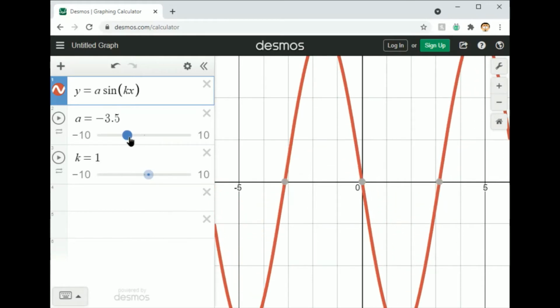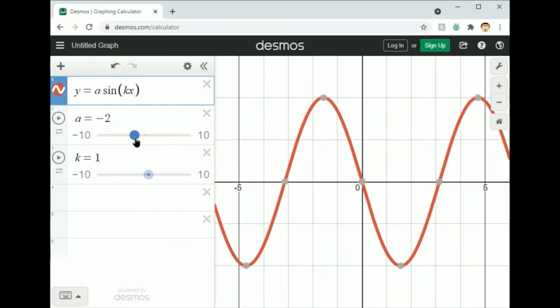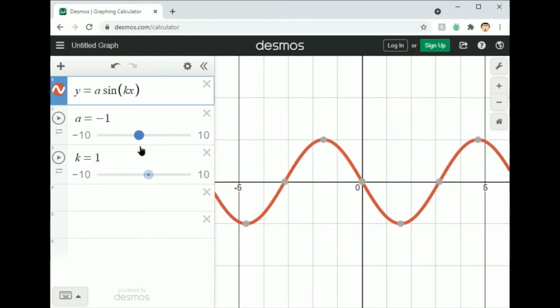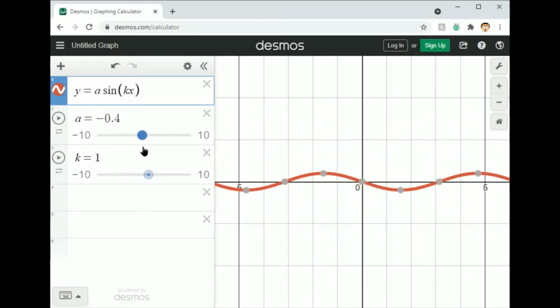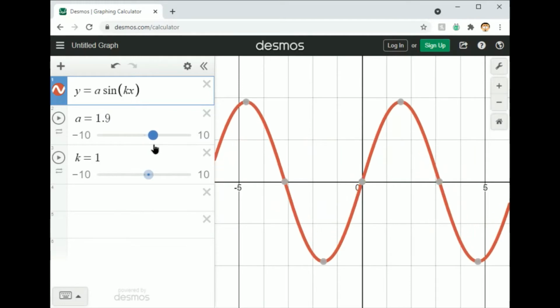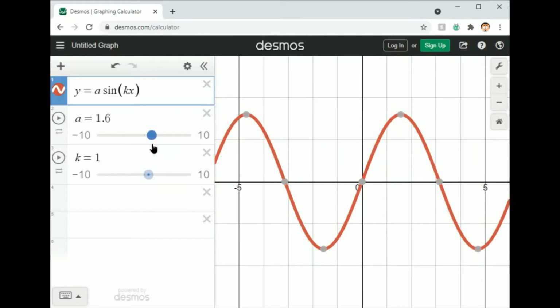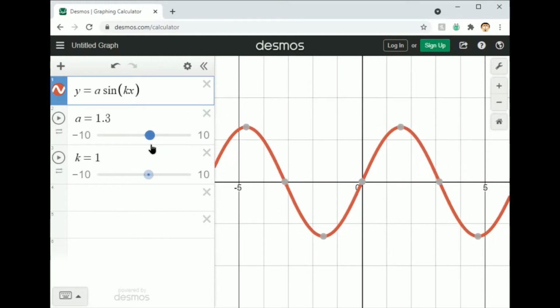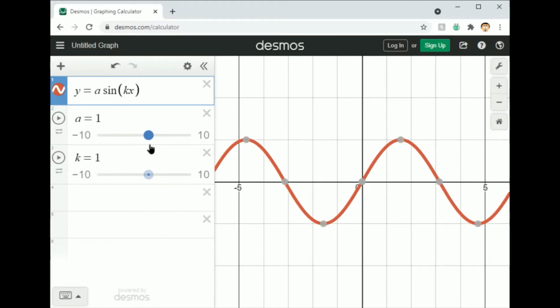Okay, so hopefully you'll agree that what's happening here is definitely something vertical. Horizontally, it's not doing anything. You'll notice all the zeros, the x-intercepts don't change. It just stretches up and down. Okay, I'm going to set that back to 1. And now let's see what happens with the k.